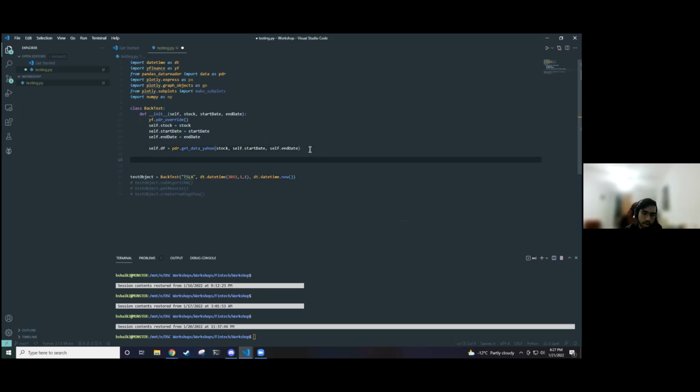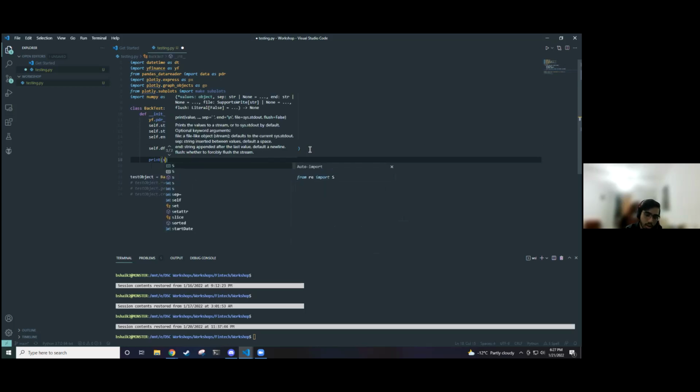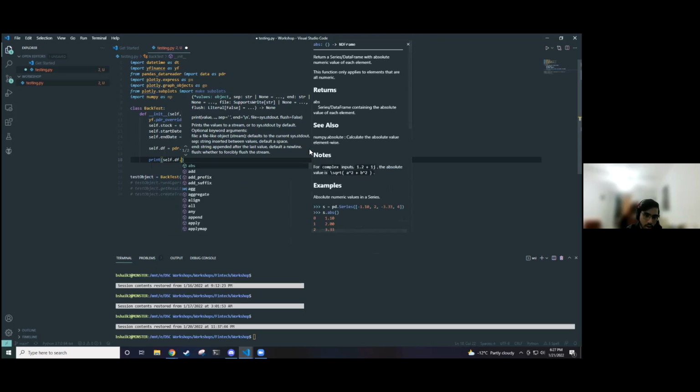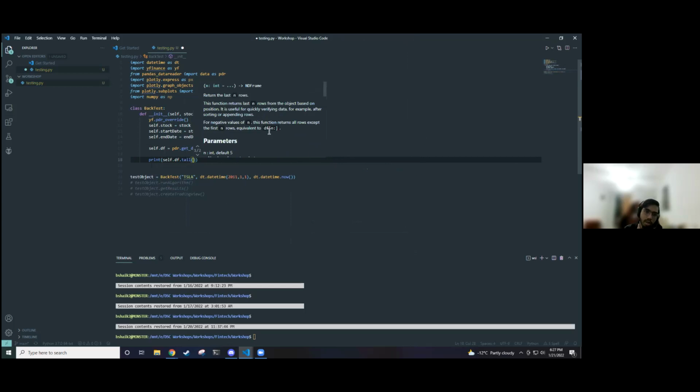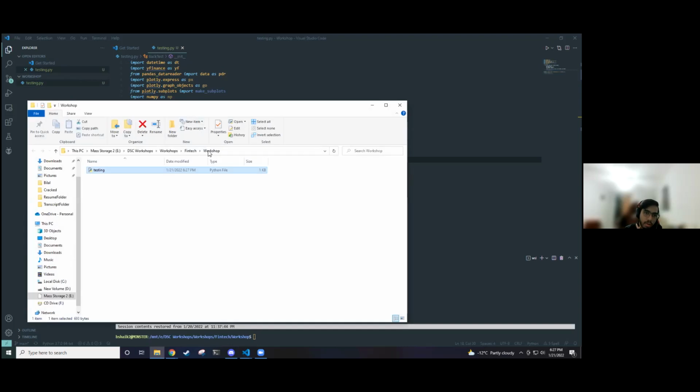And to make sure this is actually working, you just do print self.df.get, oh no, tail. Yep. So what this does is gets you the 5 last rows of the table and also the labels for the table. So I'll just show you guys how that works right now. So let's make sure this actually works as we need it to. So reveal in File Explorer.